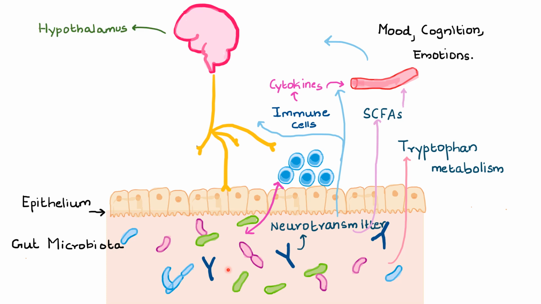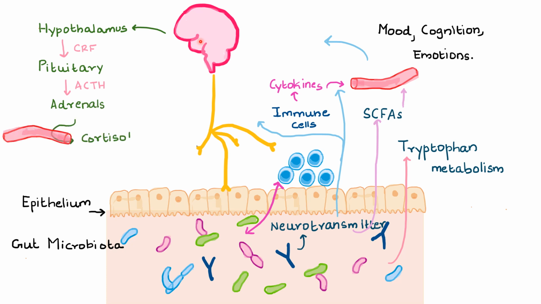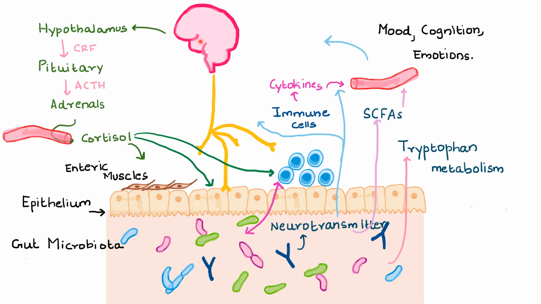Now, all this time we were just talking about how the gut microbiota exerts its effect on the CNS. But the CNS also has an effect on the gut. So suppose we have a stress. The hypothalamus releases corticotropin releasing factor, which acts on the pituitary, which makes it release the adrenocorticotropic hormone. And this acts on the adrenals to produce cortisol, which travels via the circulation and reaches the intestinal epithelium and exerts its effects mainly on the enteric muscles, which affects its motility, the intestinal epithelium as well as the immune cells of the intestine. So that is one method by which the brain can exert its effect on the gut.